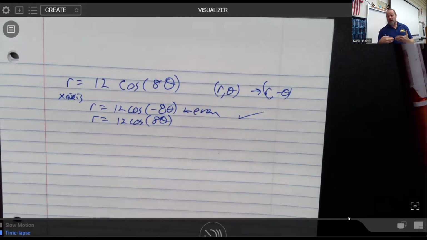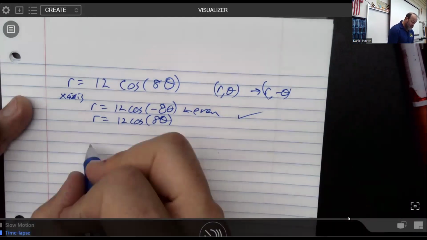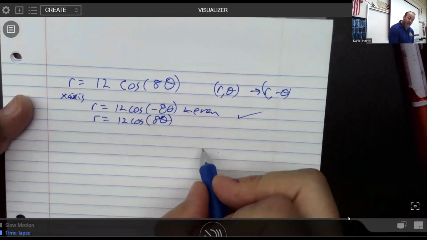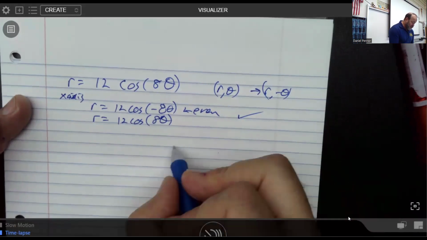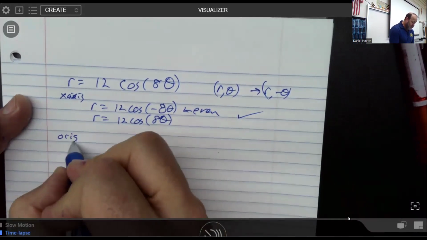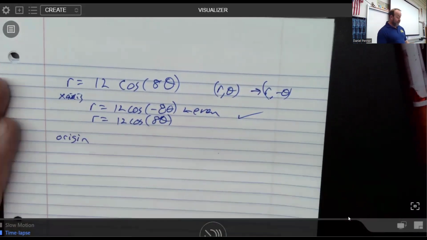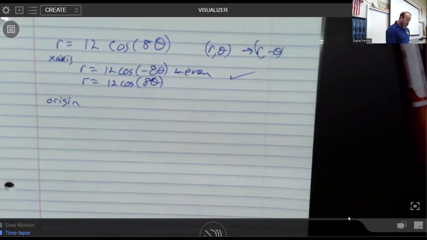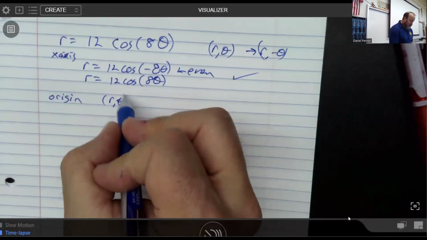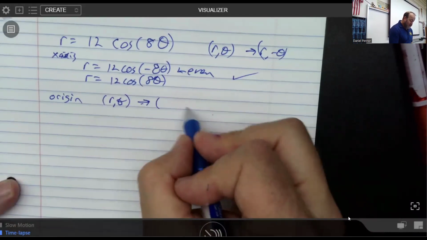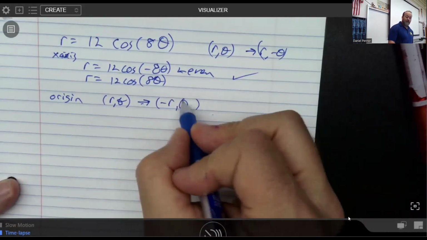Now, the origin one is the tricky one. And this is actually tricky on all of those. I was actually thinking I would do this one a little bit later, and I guess I jumped the gun a little bit. But we could test either one of those that we want to do. And so what I'd like to do is look at origin, although y-axis has the same level of difficulty. And so I always say I'd like to start with the easy one first. And I want to replace r with negative r and theta with theta.